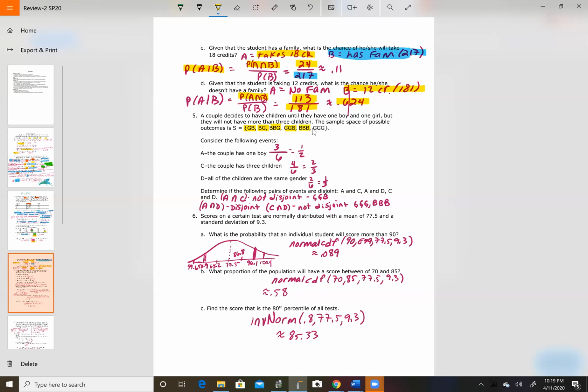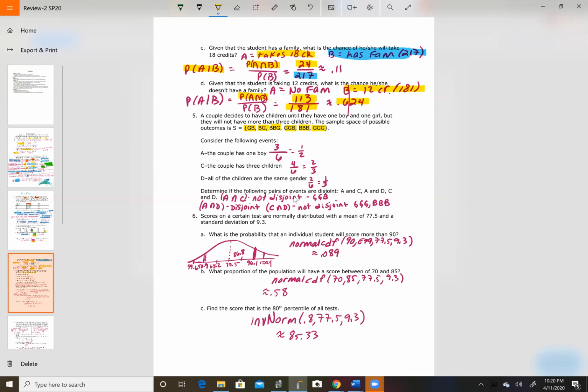They could have all boys or all girls, which didn't give them what they want, but they had to stop because they had 3 kids. So question A says the couple only has 1 boy, and there were 3 out of those 6 in the sample space, so that's 1/2. I guess we didn't really need to know these. They just wanted us to look at it, but I went ahead and did the math for you there.